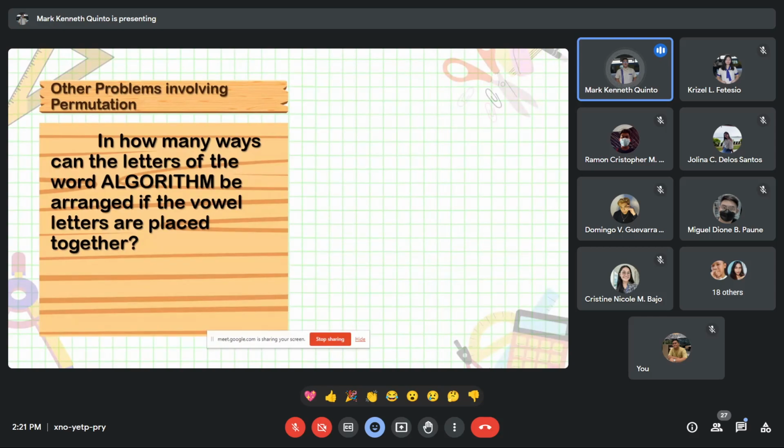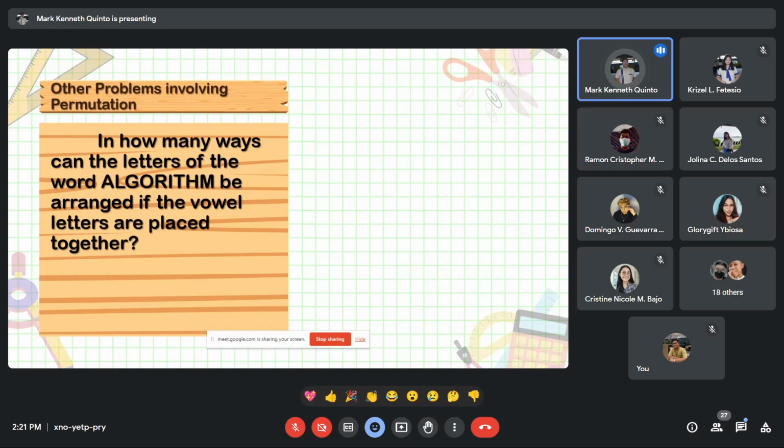So paano yung gagawin natin dito? Sa word daw na algorithm, kailangan yung mga vowels na letters are placed together. So, yung number ng N niya, 7 yung number ng N niya. Okay, so yung N, magiging 9.